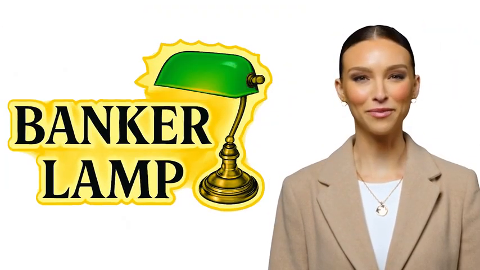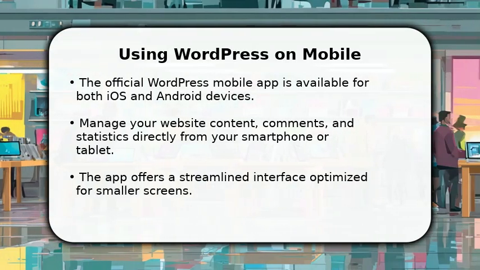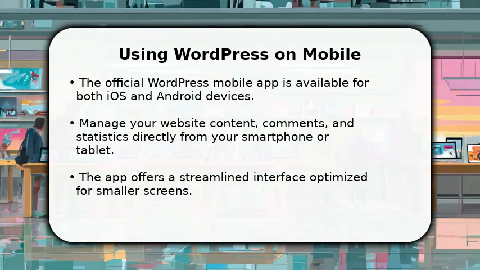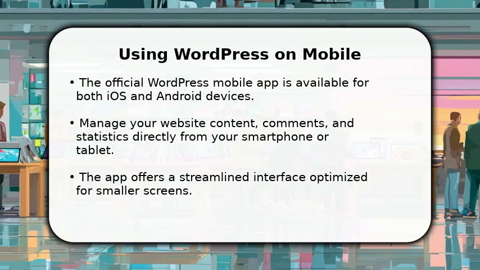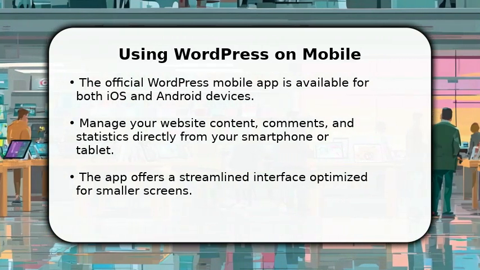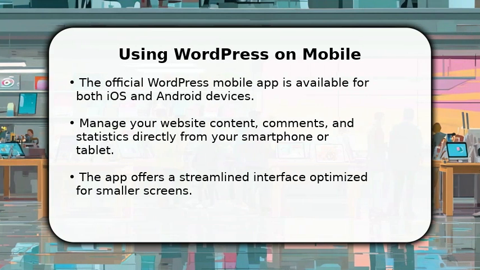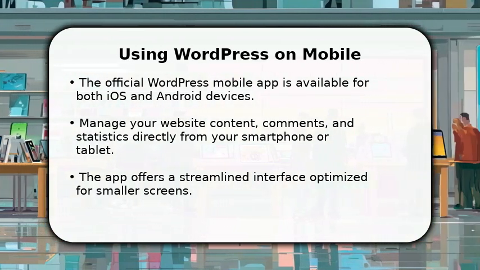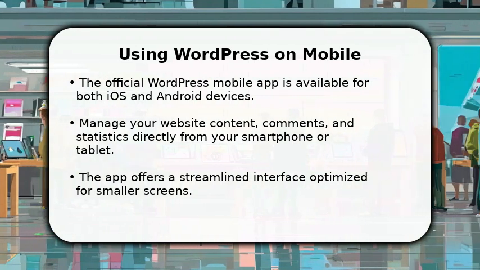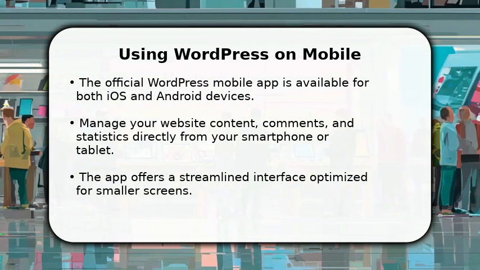Please enjoy the video. In this video, I will explain how to use WordPress on mobile. The official WordPress mobile application provides a convenient way to manage your website from anywhere. Available for both iOS and Android, it allows you to create and edit posts, moderate comments, and view your site's statistics directly from your smartphone or tablet.